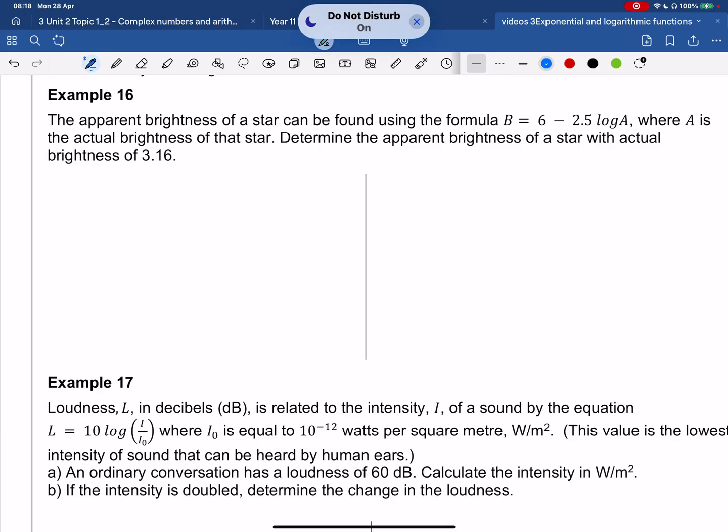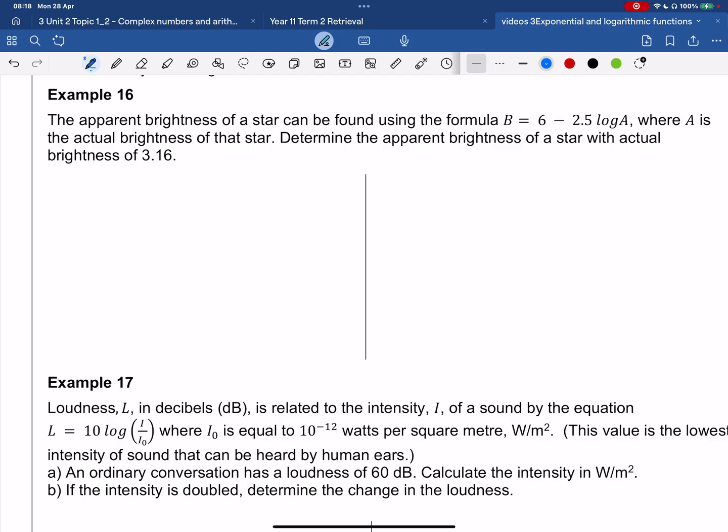So the apparent brightness of a star can be found using the formula B equals 6 minus 2.5 log A, where A is the actual brightness of that star. Determine the apparent brightness of a star with actual brightness of 3.16.